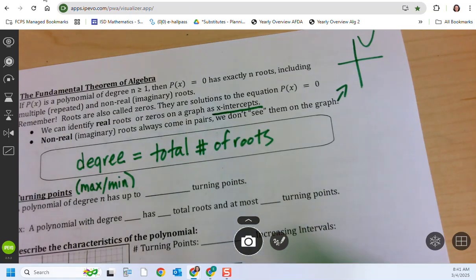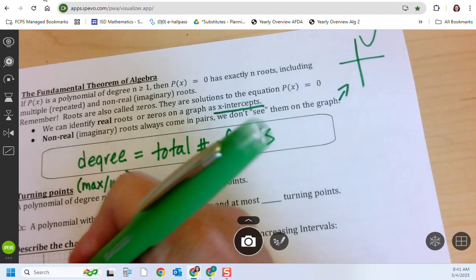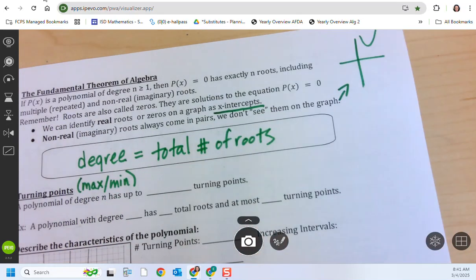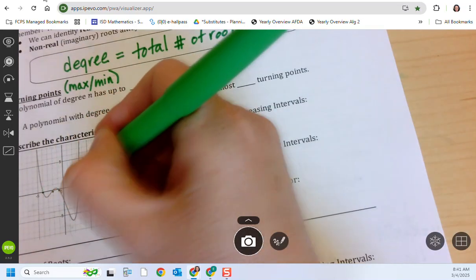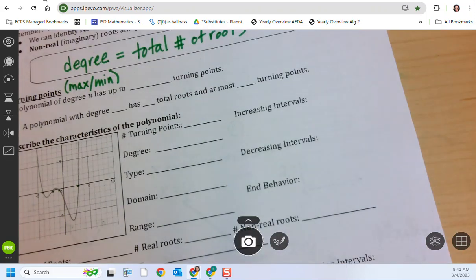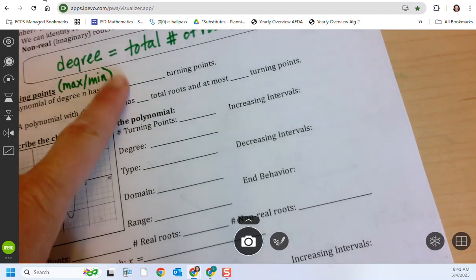And I want you to notice that this has 1, 2, 3, 4 roots. Sorry, the roots are where you cross the x-axis. 1, 2, 3, 4 roots, right? So it could be a 4th degree polynomial. And it has how many turning points? How many times does it switch between increasing and decreasing? 3, yes. So the turning points will be 1 less than the degree.